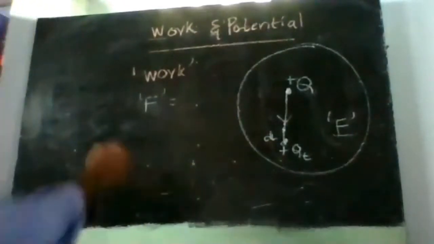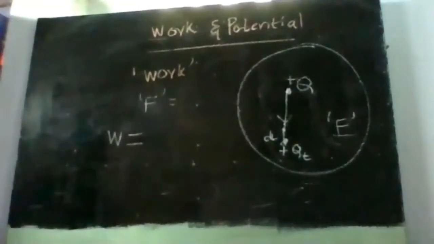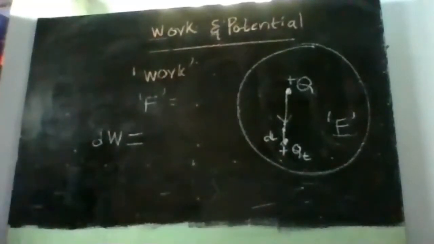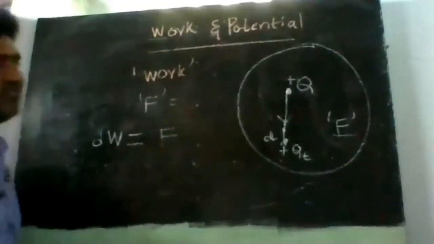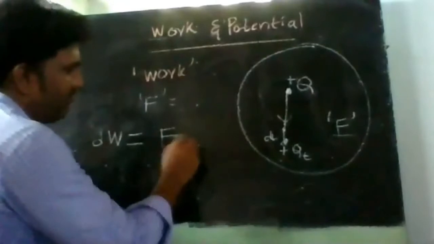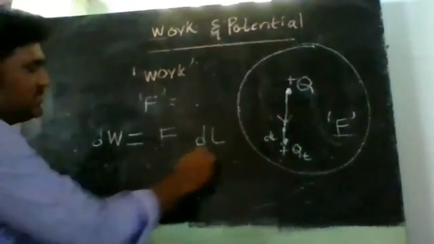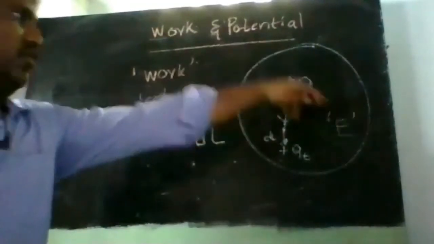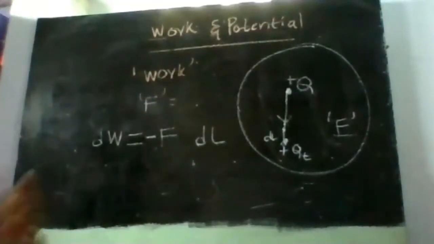Because of my opposite force I am doing some work. Let us consider the small work done, dW. The formula for work is force into distance. The force here is F and the distance is dl, so I write dW equals minus F dl, because it is in the opposite direction. The force that I am applying is opposite to the force produced by q. Again, I am repeating it.